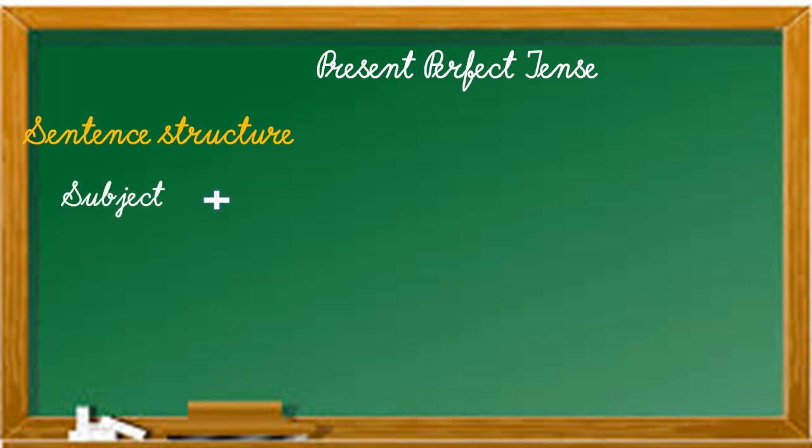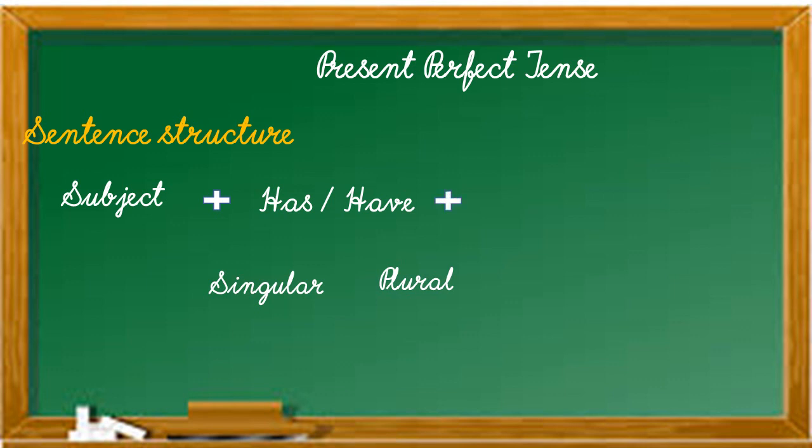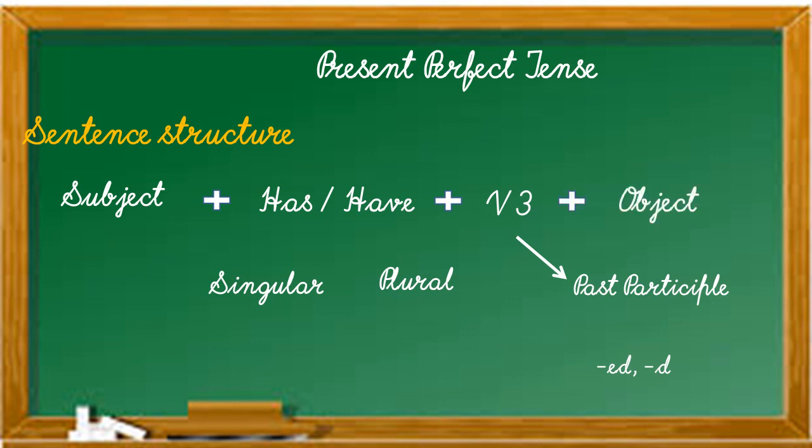Subject plus have form, that includes has or have. Has is used for singular, that means he, she, it. Have is used for plural, I, they, we, you. Plus V3 form. V3 form means past participle form of the verb, which is usually formed by adding ed or d to the base verb. Then comes the object. So the structure is subject plus has or have plus V3 form plus object.